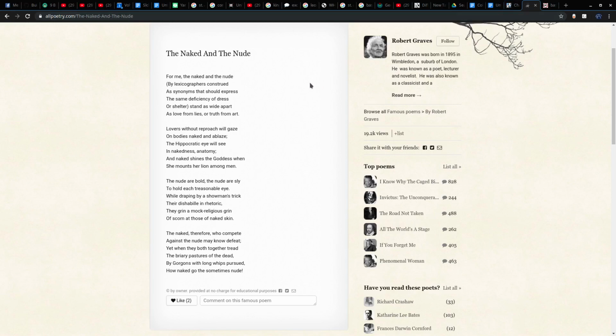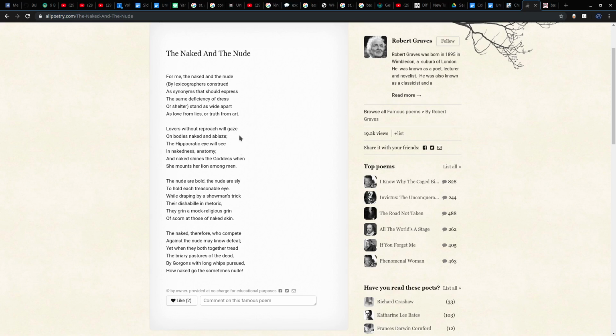This is a famous poem called The Naked and the Nude. Now, to us, those two things are the same thing. And in fact, in this poem, he says, "by lexicographers construed as synonyms." Lexicographers, by the way, are people who write dictionaries. So he basically says that the naked are one group of people and the nude are a totally different group of people. He talks about how the naked are the good team, the good kind of naked, and the nude are the evil ones.